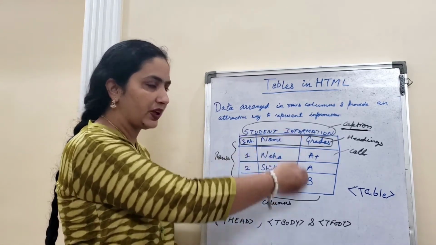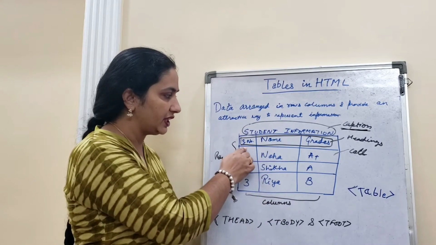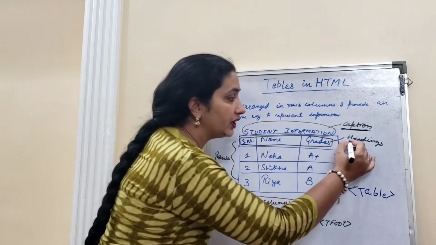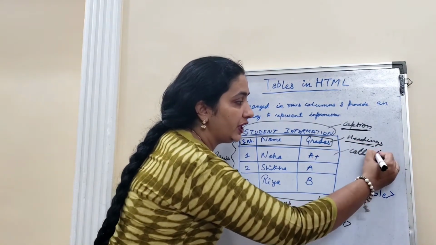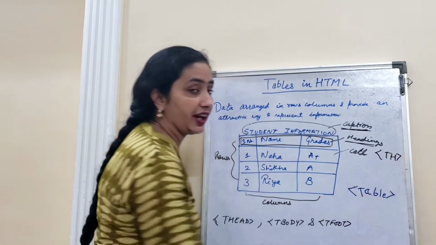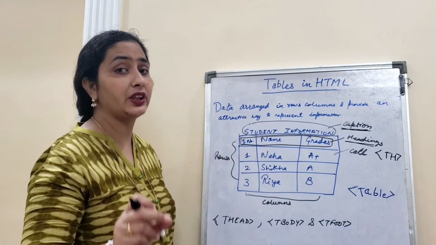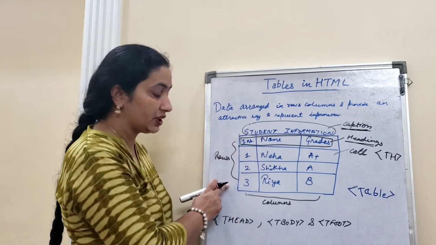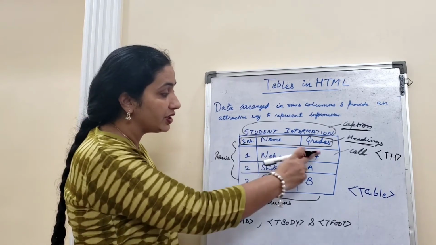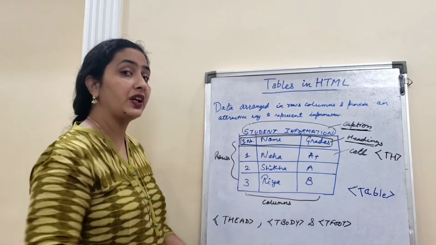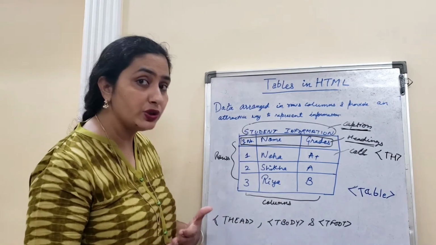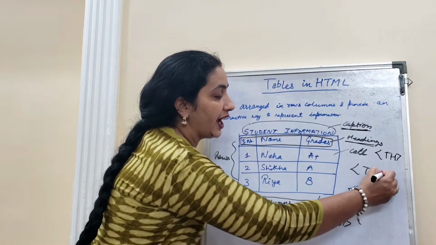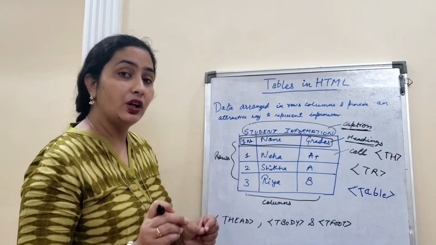Okay, then next are headings, like what all fields, what all columns you are going to make. These are verticals, these are the columns. So serial number, name, grades. For making headings of the table, we can use the TH tag. TH stands for table heading. Okay. Then next are the rows. Rows, these are the horizontal lines. So whenever we want to define the rows of our data, at that time we can use the TR tag. TR stands for table row.